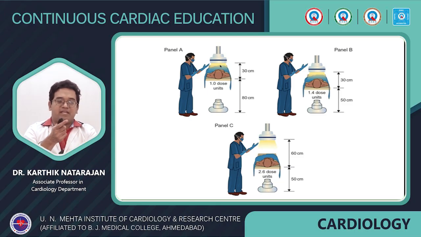So increase the distance from the patient, and then keep the table as high as possible, which also increases the distance from the X-ray tube. So if the distance from the X-ray tube is 80 centimeters and the patient is very close to the image intensifier, the amount of exposure is very less.